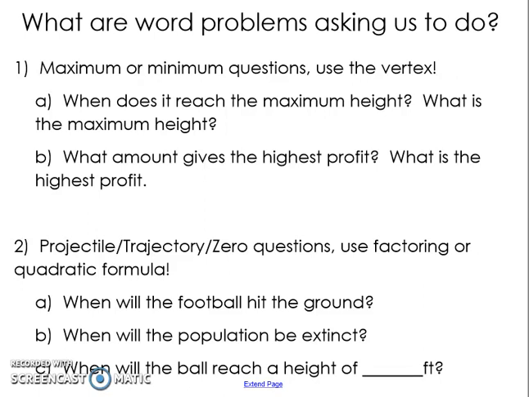Questions that would include that would be something like, when does it reach the maximum height? Or what is the maximum height? Or what amount gives the highest profit? What is the highest profit?